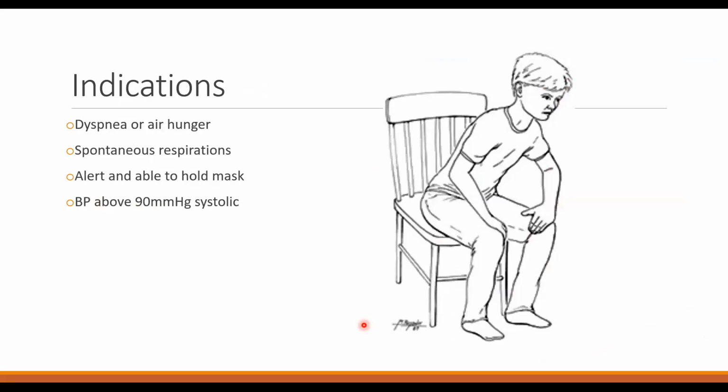Indications of use, dyspnea or air hunger, they have to be alert and able to hold the mask, and they have to be breathing. So they have to have spontaneous respirations, and they have to be able to hold the mask. The numbers that we give here, the 90 systolic, different services may have different numbers, but it's an adequate blood pressure. They have to have a blood pressure that's going to support their mentation. So they can't be hypotensive because they could develop more hypotensive.